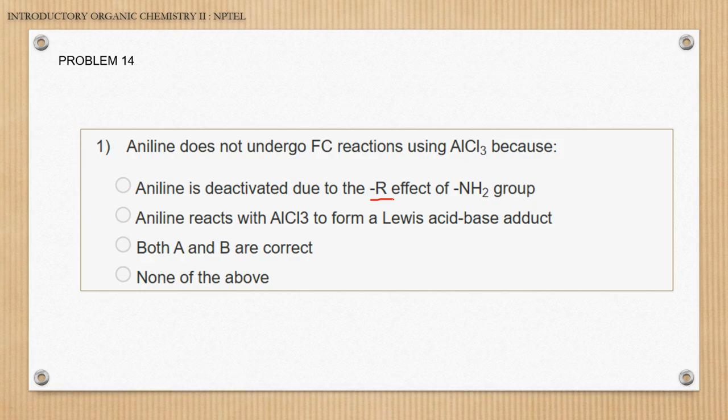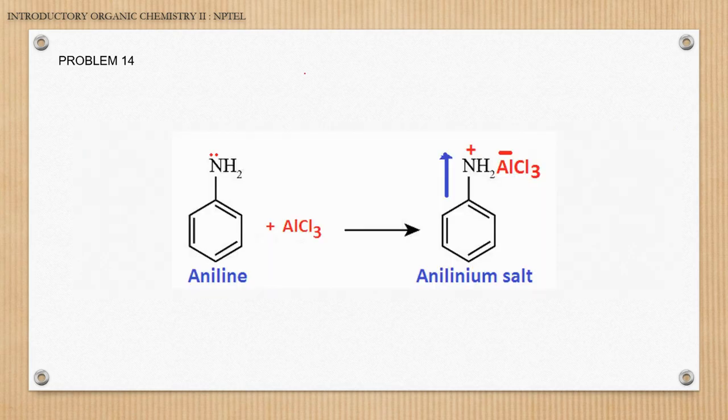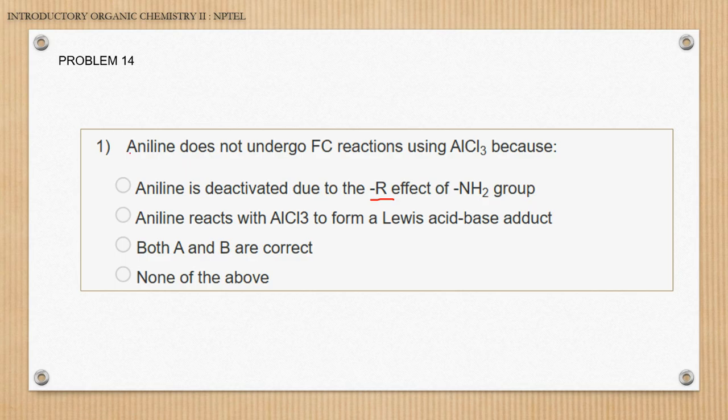Aniline has the plus R effect, right? Because the nitrogen has a lone pair of electrons, it has a plus R effect. So option A is eliminated because of the wrong statement of minus R. That is why this is getting eliminated. If A is eliminated, then the both option is also eliminated, and none of the above is not the correct option, because aniline does react with aluminum chloride to form a Lewis acid base adduct.